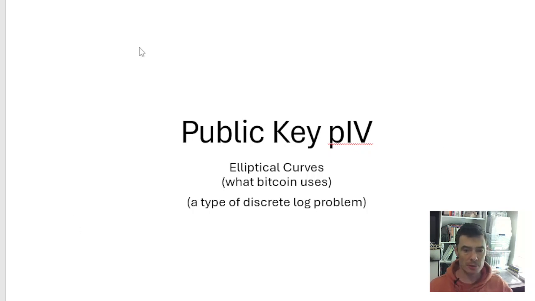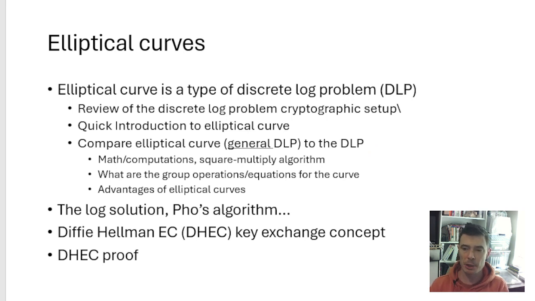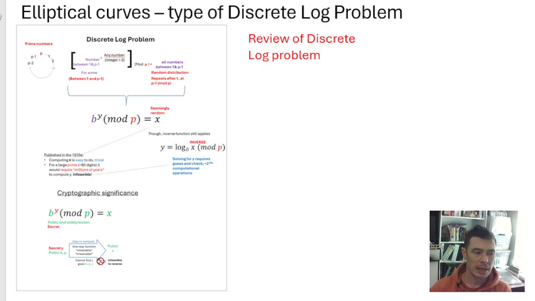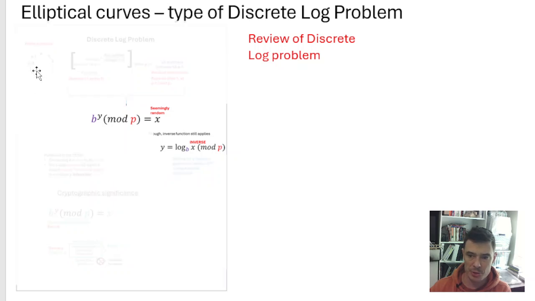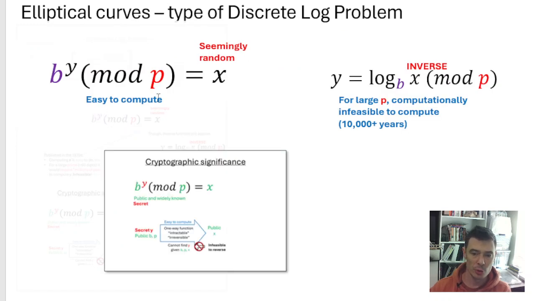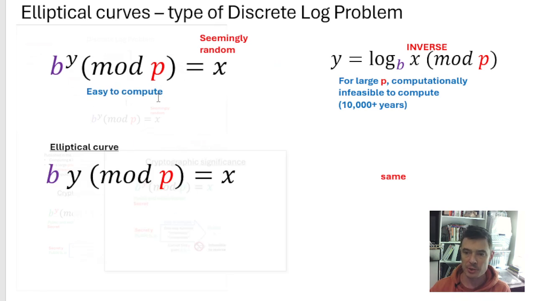All right, this is our last bit on the public key technology, and Bitcoin uses elliptical curves, which is just a type of the discrete log problem. And the discrete log problem uses a set of numbers, and it uses these two equations. Log is the inverse of exponentiation, and this allows us to build cryptographic ecosystems.